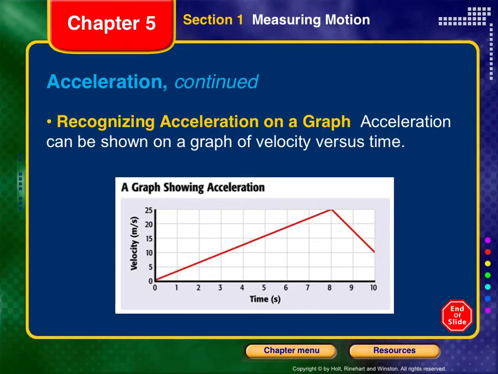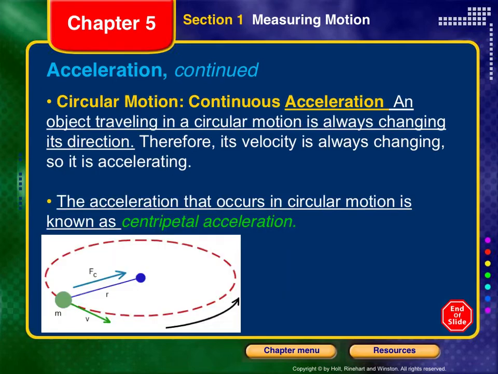You start at 0, you're ending up at 25. So this is positive acceleration here, and this is negative acceleration here as we are reducing from 25 down to 10 meters per second, or meters per second squared, excuse me. Okay, doing good here. Last concept is called circular motion.